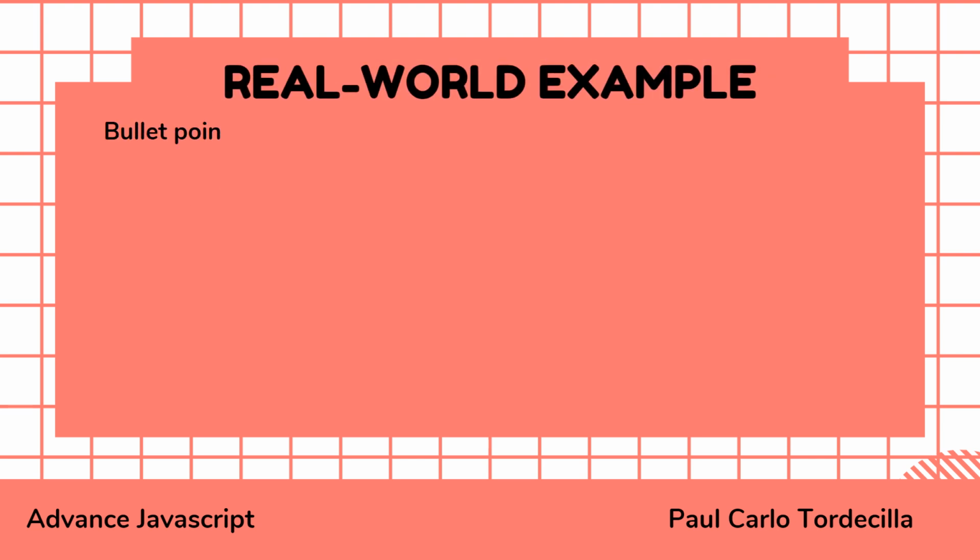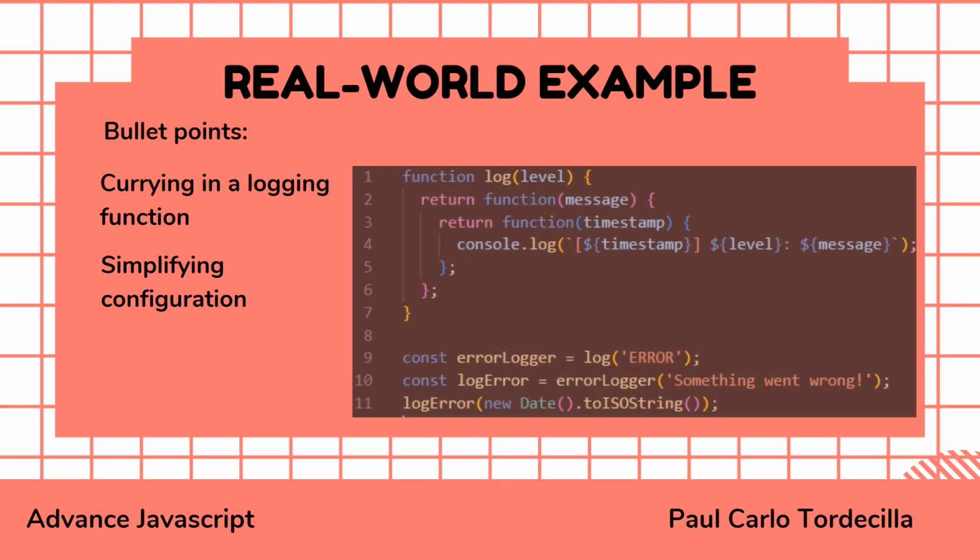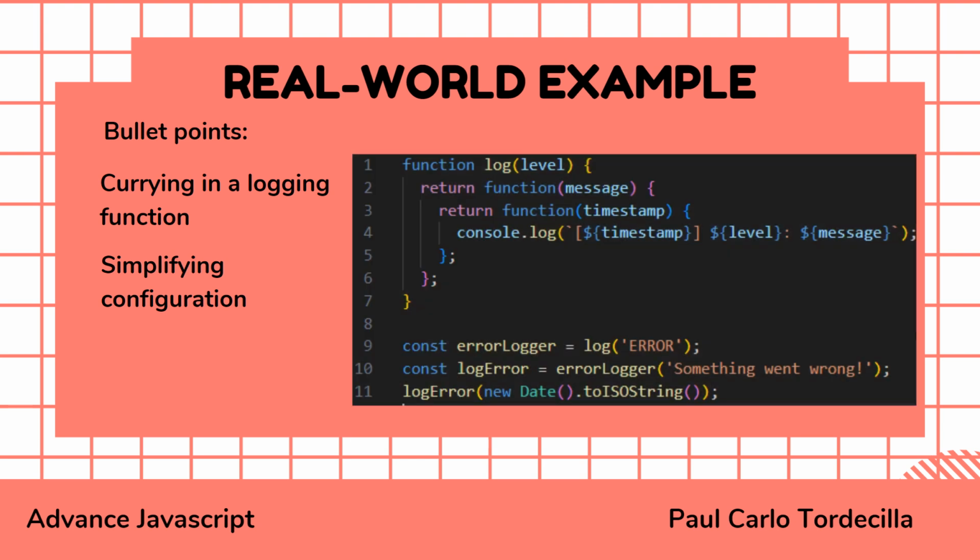Let's consider a real-world example where currying can be beneficial. Imagine you have a logging function that takes multiple parameters like log level, message, and timestamp. By currying, this function will create pre-configured loggers with specific log levels. Here, three functions: level, message, timestamp. Then let's create a data error, something error, and the timestamp.